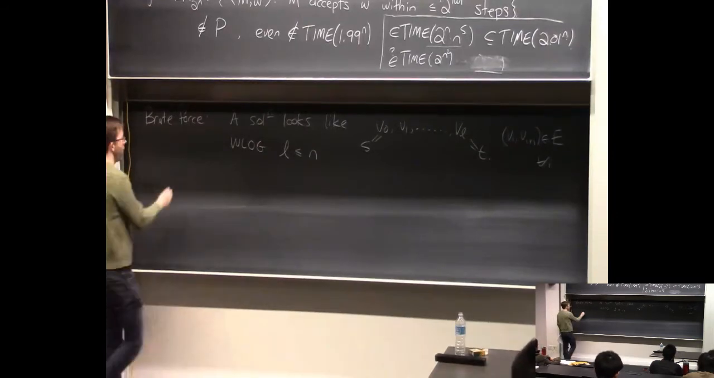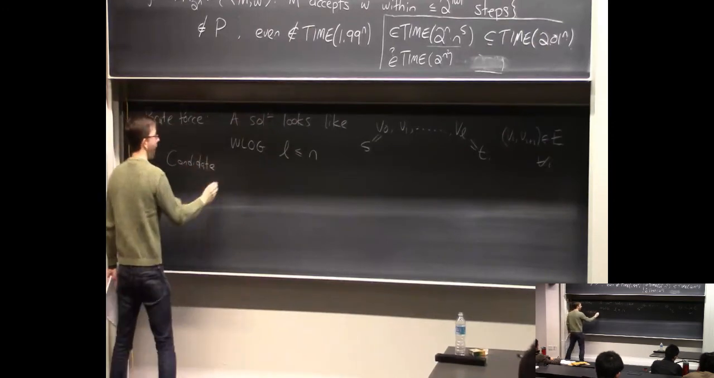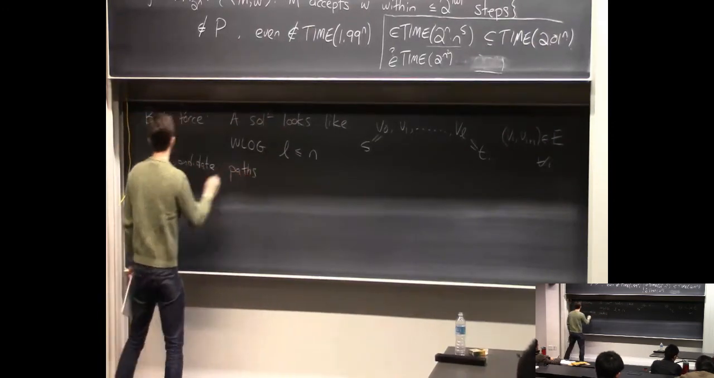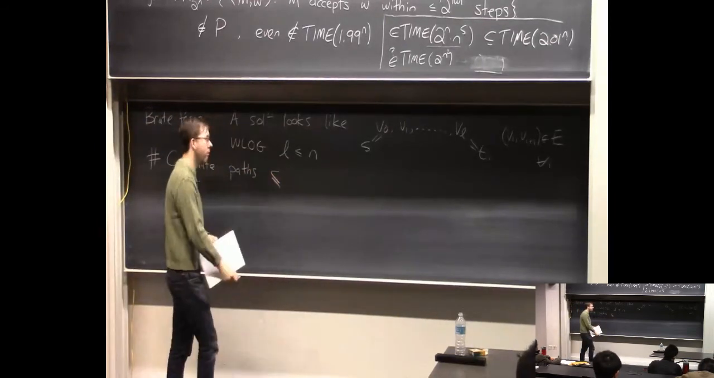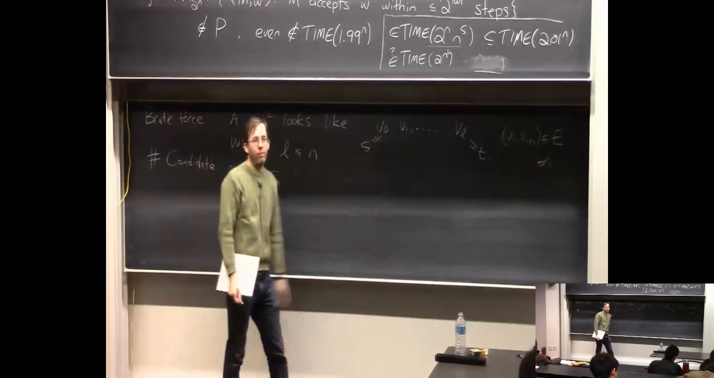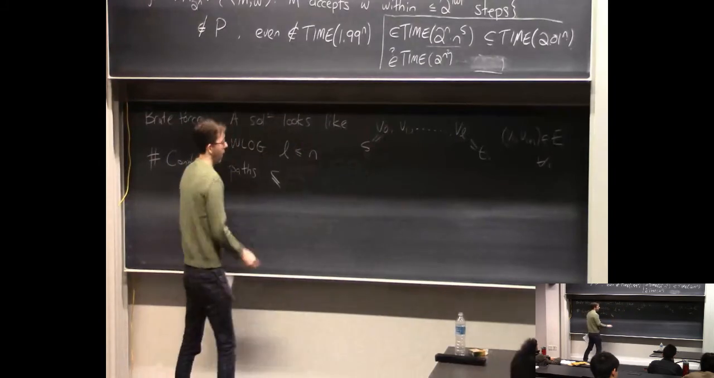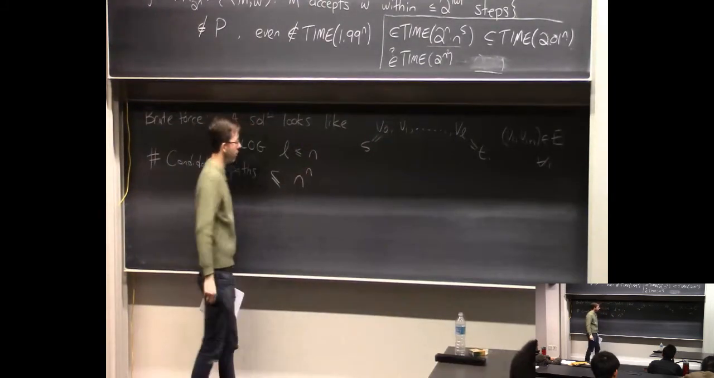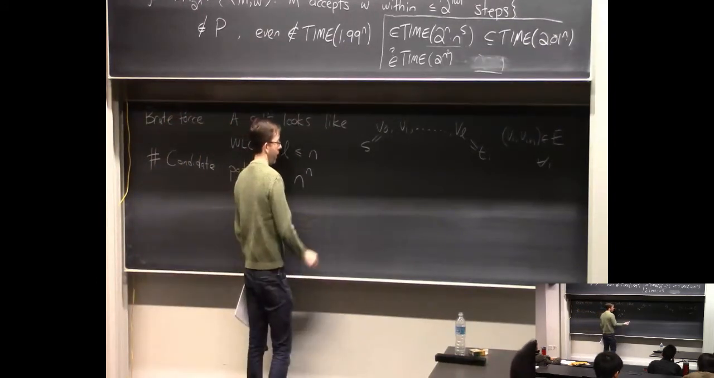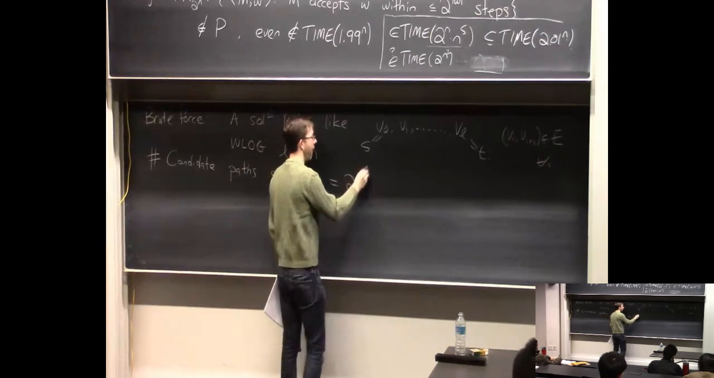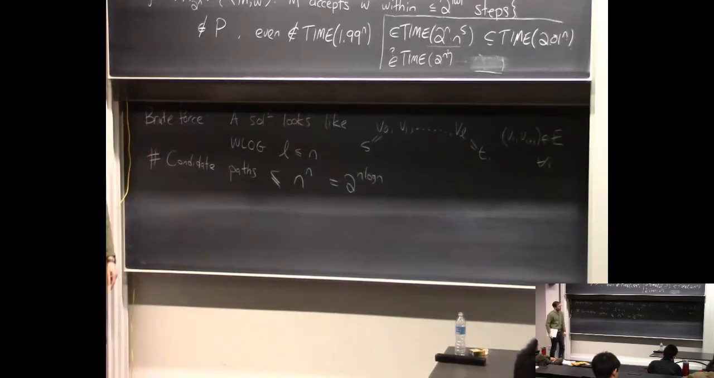So the number of candidate paths is at most, well, basically there are n possible vertices along the path, and each one is a vertex, so there's at most n of them. So it's at most n to the n, which is 2 to the n log n. So there are at most exponentially many paths.